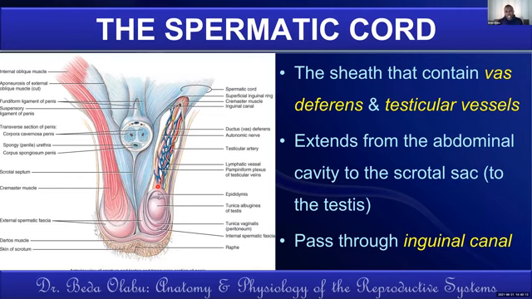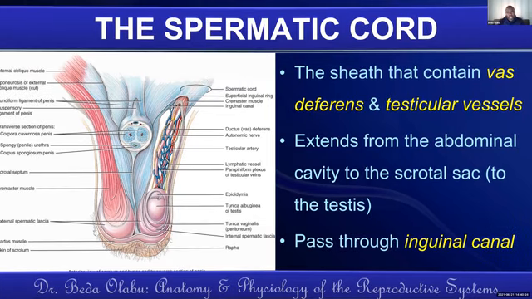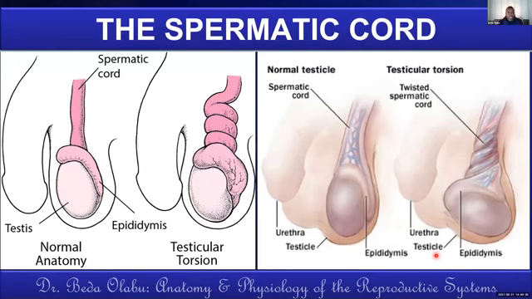At some point, we talked about the anatomy of the inguinal canal. So I think this is not very new to you. Just to trigger your mind a bit about a common pathology that we usually see in the surgical unit, and that is testicular torsion. Testicular torsion is twisting of the testis, and usually the testis twists around the spermatic cord.